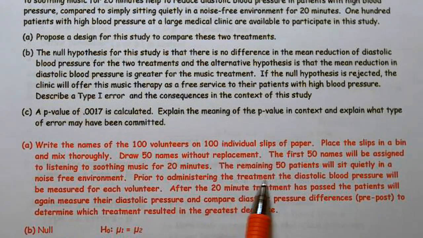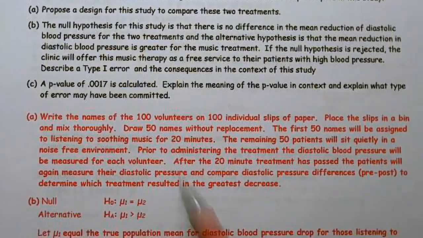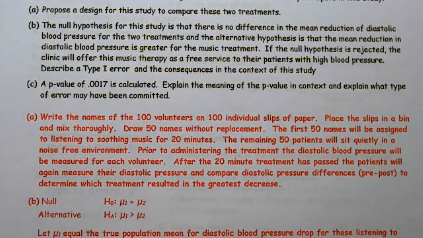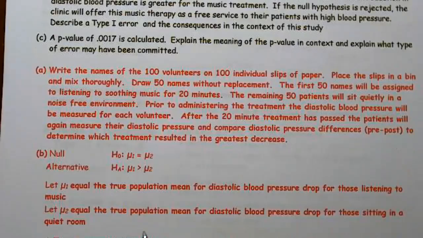Prior to administering, the diastolic blood pressure will be measured for each volunteer. After the 20-minute treatment has passed, the patients' diastolic pressure will be measured again, compared pre and post, to determine which treatment works. So we have the group mu1, the true population mean for diastolic blood pressure drop for those listening to music.